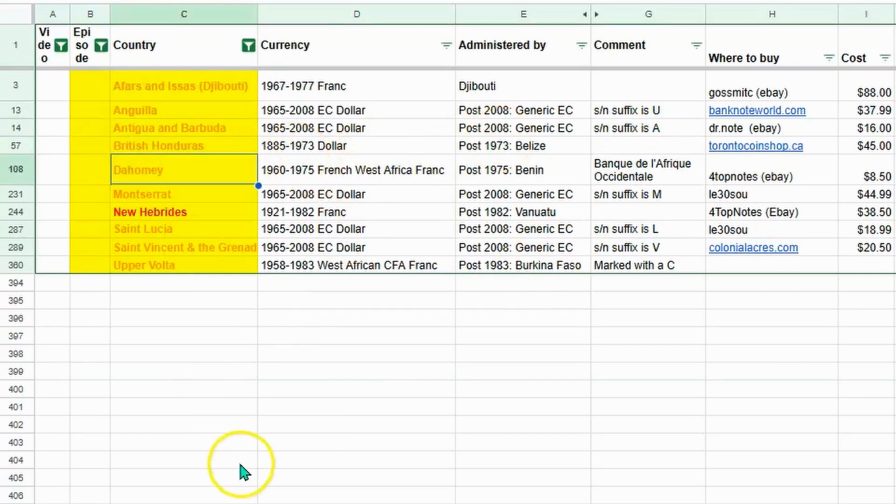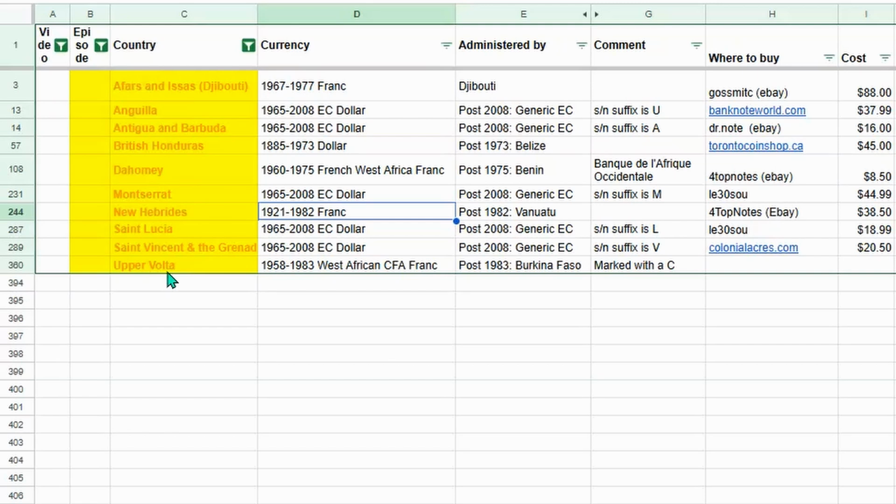Dahomey, from 1960 to 1975, used the French West African franc, and in 1975, they became Benin. Montserrat is actually a British dependency, and they used the East Caribbean dollar, and that's with the M suffix. New Hebrides, this should be orange and not red, so let me fix that now. New Hebrides is what Vanuatu used to be called, and up to 1982 they used the New Hebrides franc, so I want one of those.